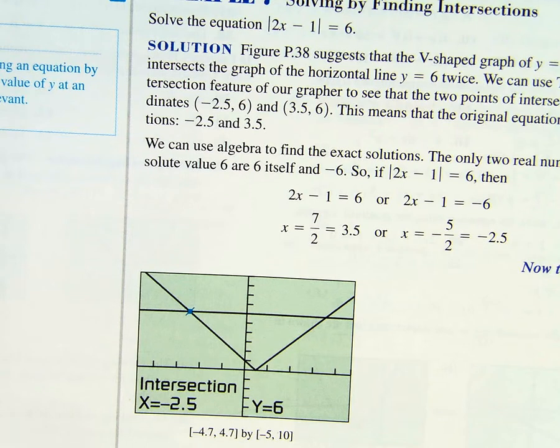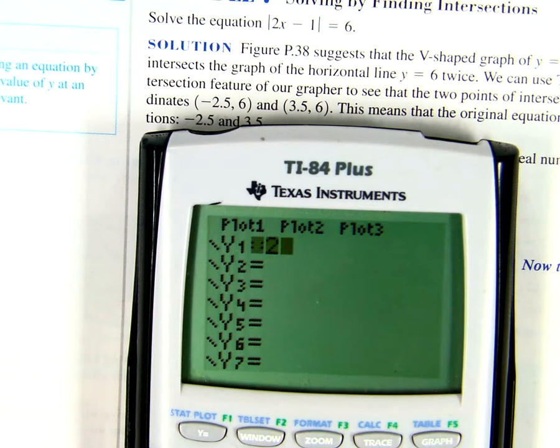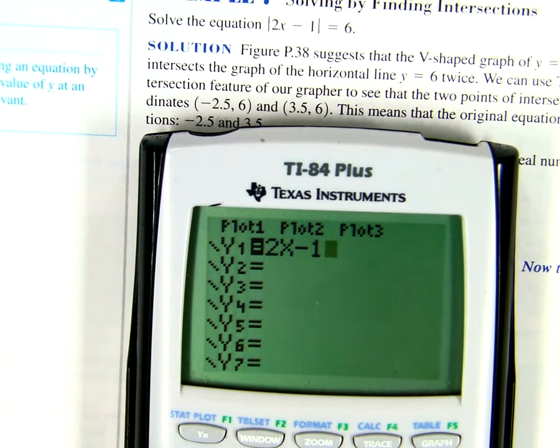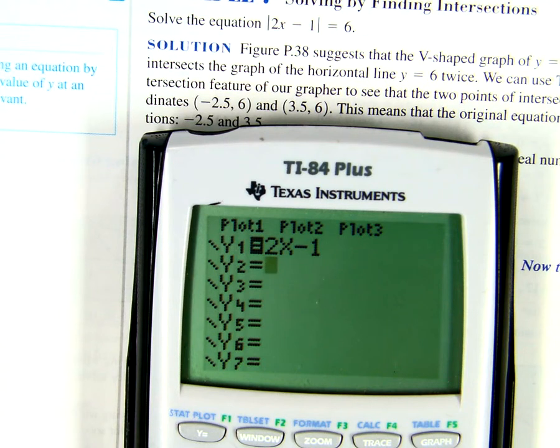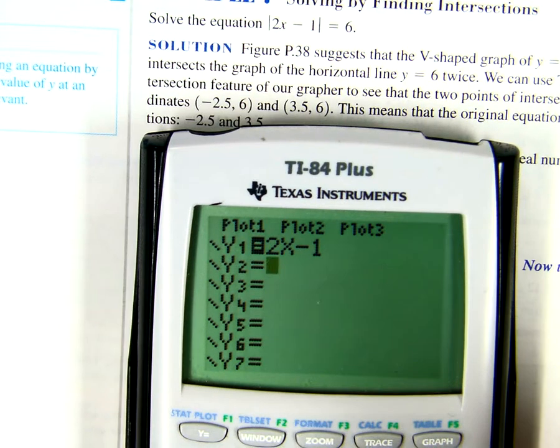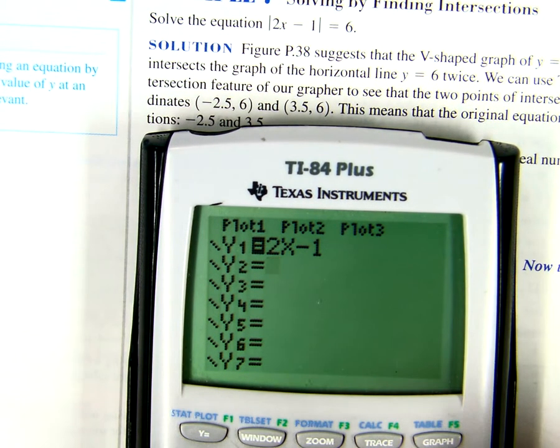is go into y equals, and we're going to first take a look at 2x minus 1, okay? 2x minus 1 is what, as far as geometric shape? 2x minus 1 is a straight line, okay? Line.